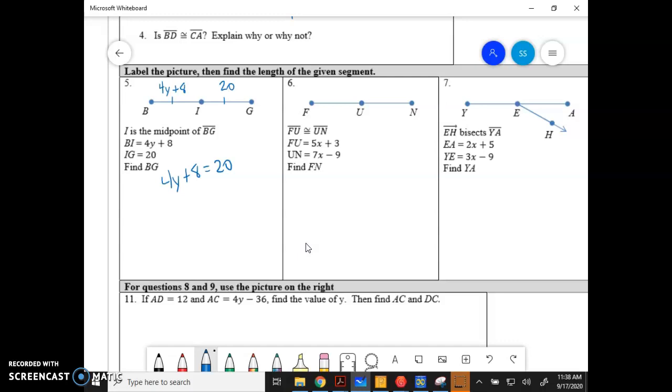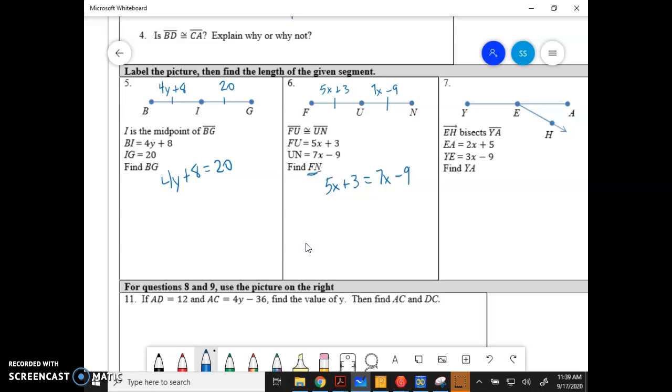I'll just set these up. You guys should be able to solve that, no problem. Let's see. Same thing here. So FU and UN are congruent. So it's just saying it a different way. These are congruent. FU is 5x plus 3, and UN is 7x minus 9. Okay, so if I need to find FN, I need to just set this equal to each other and find x, and then once we have x, we're actually looking for what FN is.